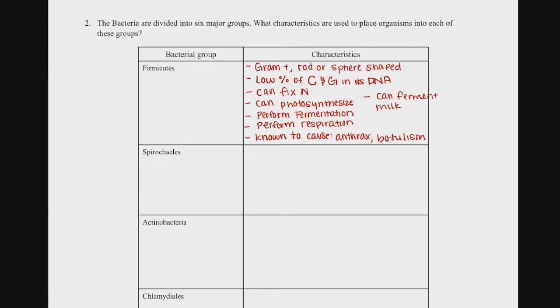Alright, the next group is spirochetes, and some characteristics with this group is that it is corkscrew shaped.